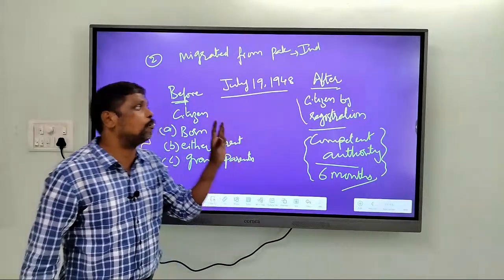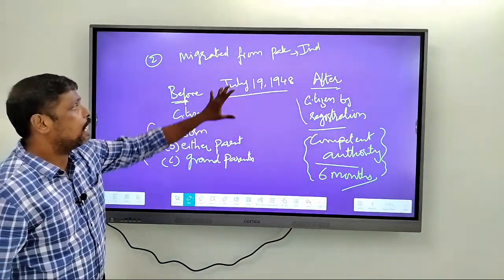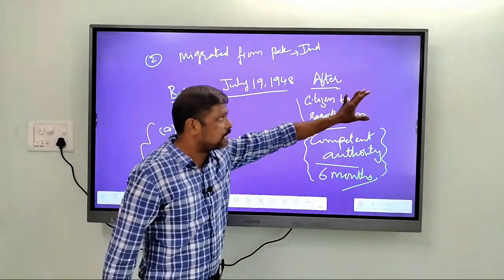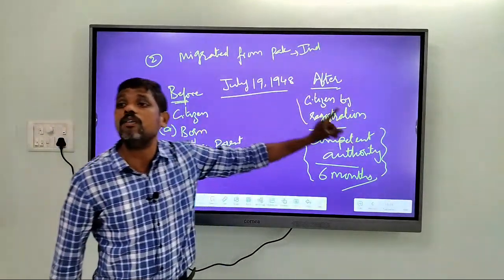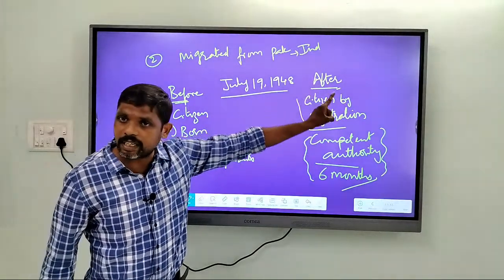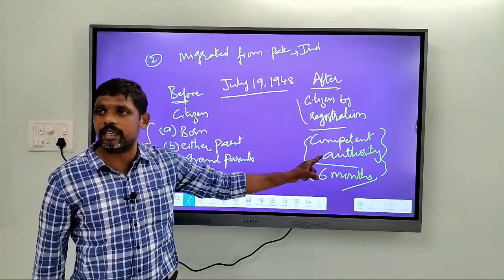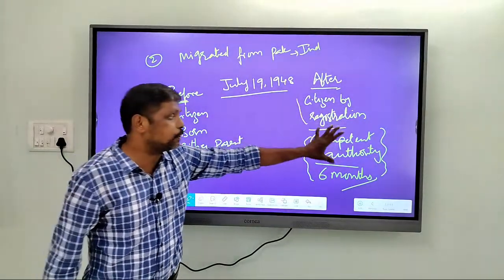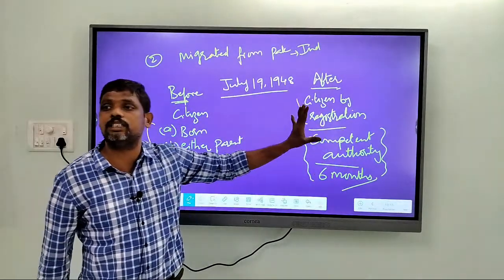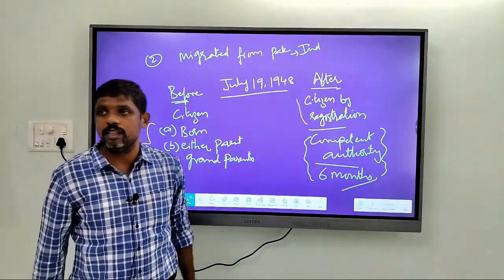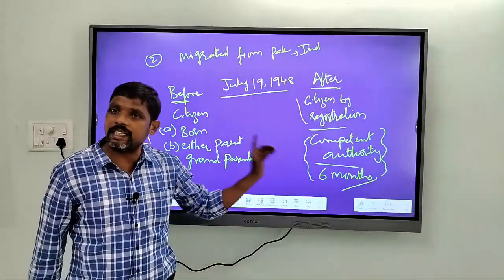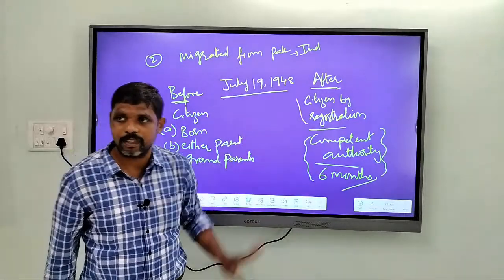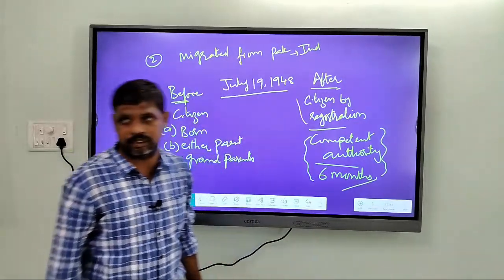So those who have migrated after July 19, 1948 are treated as citizens of India by way of registration. They need to get registered before a competent authority appointed by Government of India, and the condition to get registered is that they should stay in India for a period of not less than 6 months. Provided either they were born in India, or their parents or their grandparents. This is one condition.